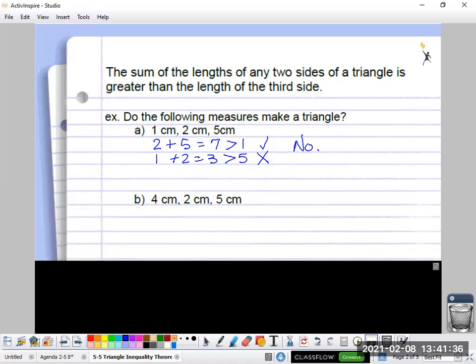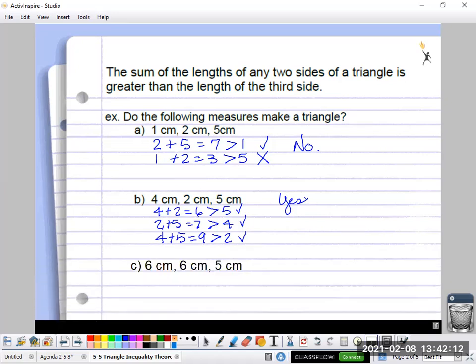So let's take a look at these. Pick 2: 4 and 2. 4 plus 2 is 6. 6 is greater than 5, yes. Now pick the 2 and the 5. 2 plus 5, that's 7. 7 is greater than 4, yeah. And then the last two are the 4 and 5. So that's 9, and that's definitely greater than 2. So all 3 of these work. So yes, these would make a triangle.